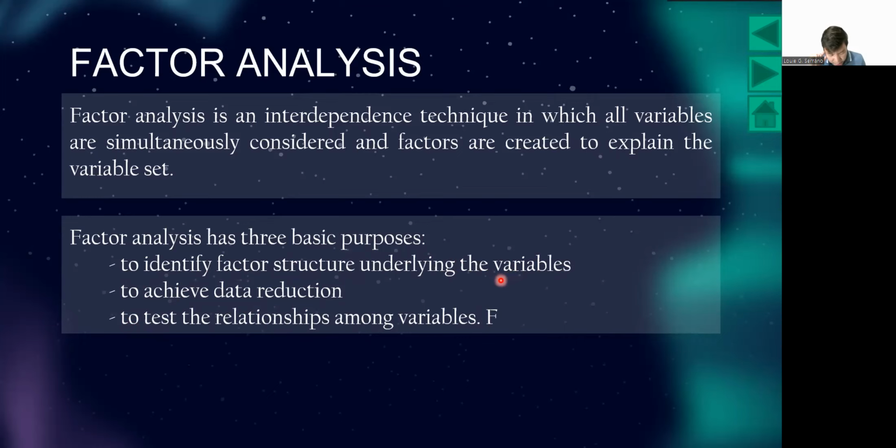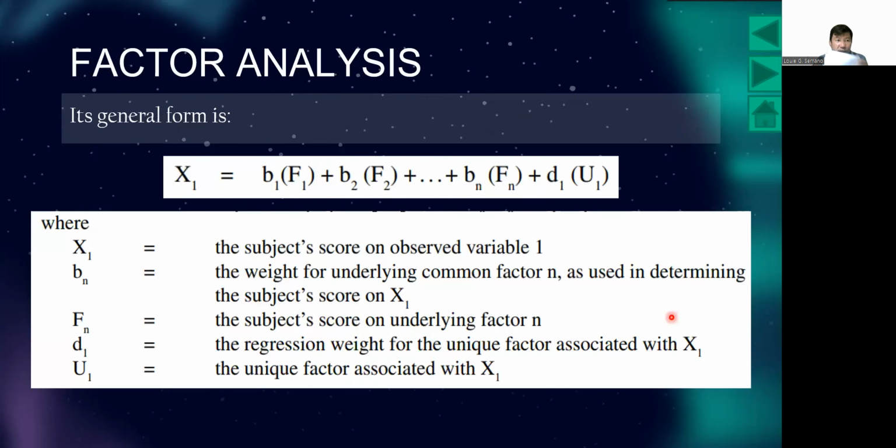Ito ay responsable para sa correlation among observed variables. So, factor analysis, ito yung general form. Pakitandaan, and then pakibasa na lang sa slide, PowerPoint na i-upload ko sa ating G-class. So, X sub 1 is equal to B sub 1 multiplied by F sub 1 up to B sub n multiplied by F sub n plus D1 multiplied by U1. So, ito yung mga ibig sabihin ng mga letter na yan.